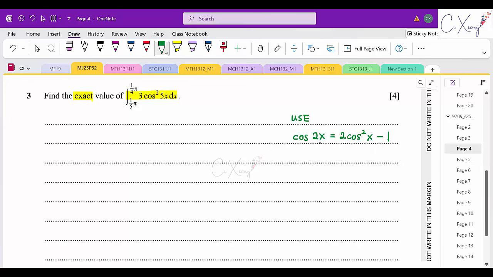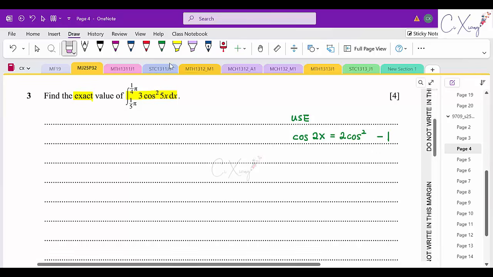Okay, so this is the identity that actually links the cos power 1 with cos power 2. Although the angle here is different, it's a double angle, right? But I know that when I'm having anything with cos square, if I apply this formula, I can reduce the power of cos to 1. But now the problem is I'm having cos square 5x. In the formula here, I'm having cos square x only.